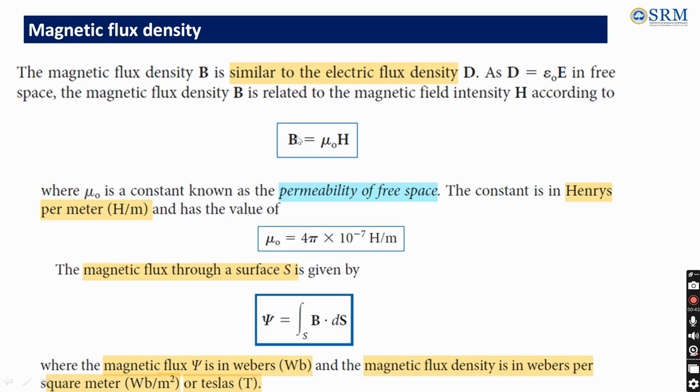So once the magnetic flux density is known, we can find the magnetic flux that is flowing through a surface. So the flux notation is the same as electric flux psi, that is equal to the surface integral of magnetic flux density. What is the unit of magnetic flux? It is Weber, and magnetic flux density is Weber per meter square or Tesla.